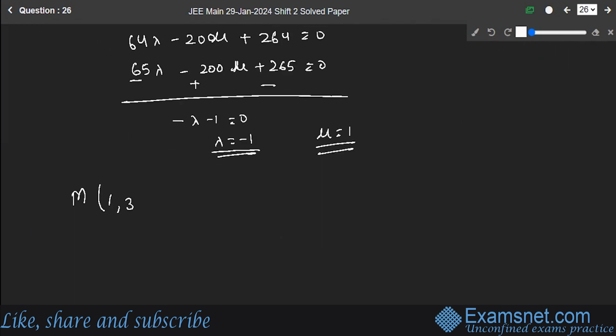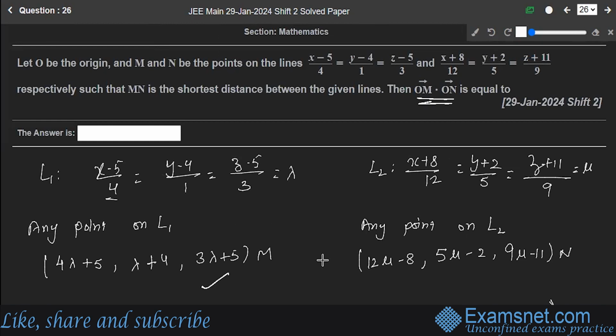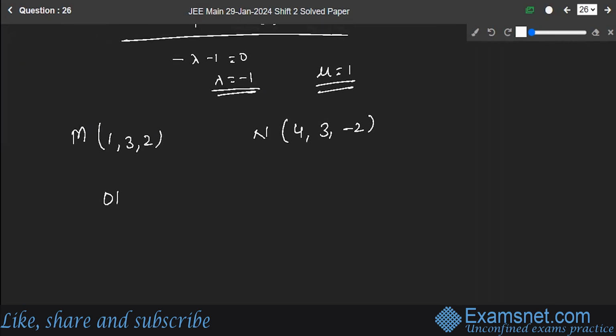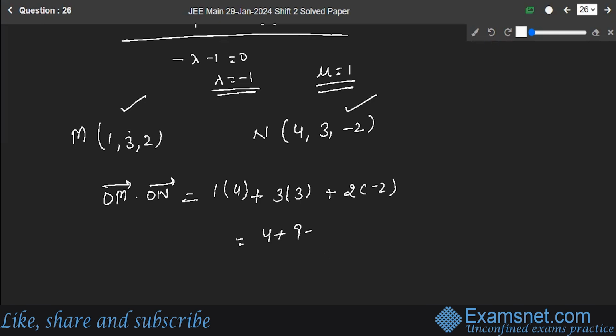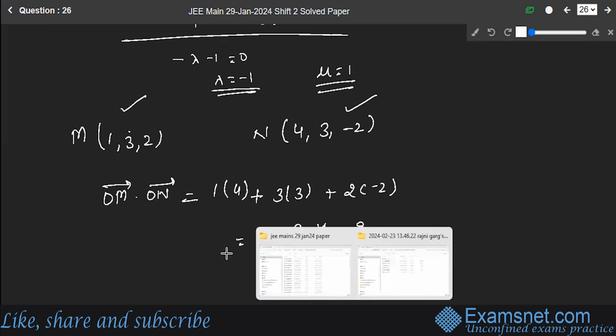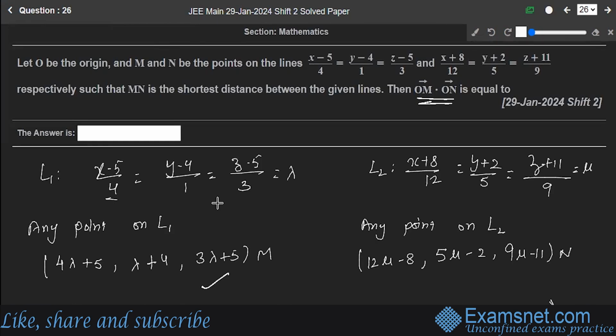Similarly, your point N will be given by 4, 3, and minus 2. So what you had to find out was the dot product of OM and ON vectors is equal to. So if I consider the vector form OM and ON vector, the product will be equal to 1 into 4. The other direction ratios, basically I have to multiply them only. Plus 3 into 3 plus 2 into minus 2, which is 9. So this is the answer to the question. 9 is the correct answer.